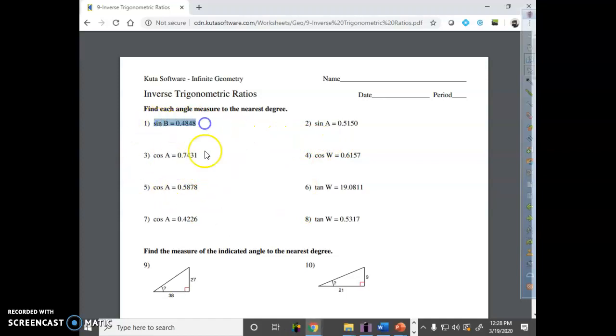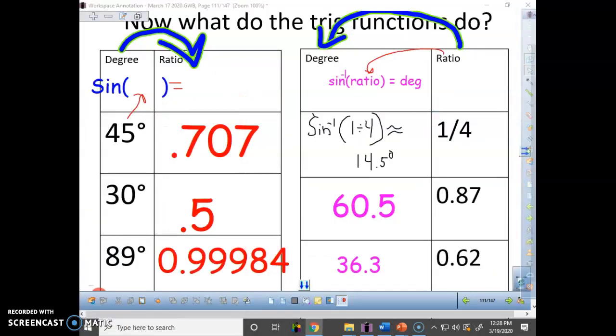This one right here, just like we've been doing, sine of an angle equals a ratio. And you've got to use the inverse sine to solve these ones right here. And there's an inverse cosine, and there's an inverse tangent. So right now what I would do is I would stop this video and I would just do these 8 problems right here. It's just calculator work. It's getting you used to using the calculator.